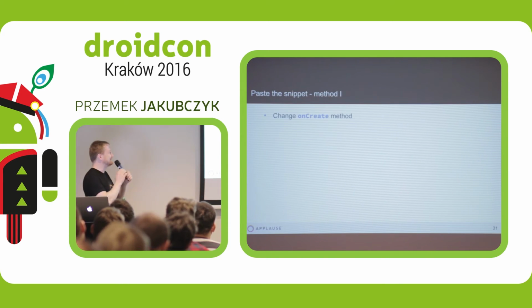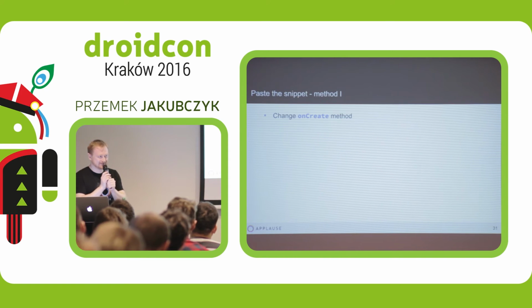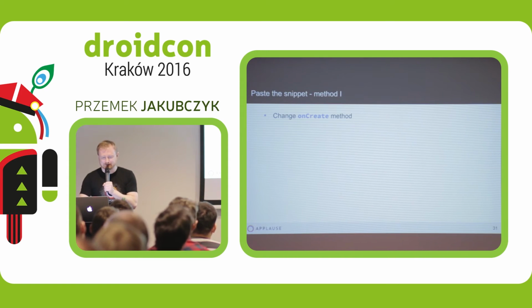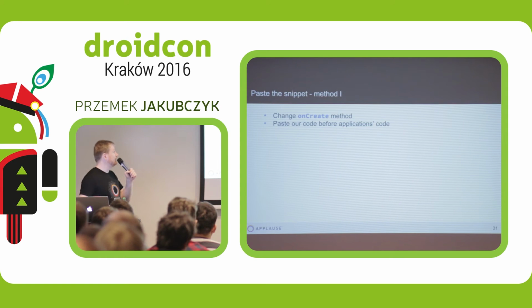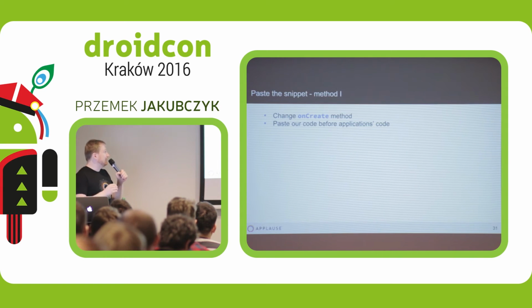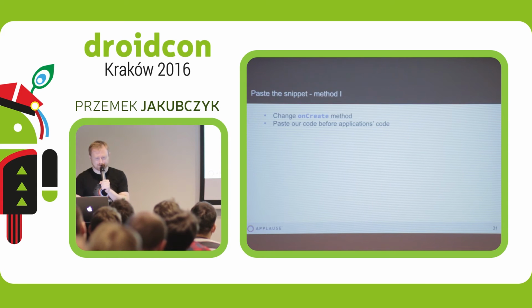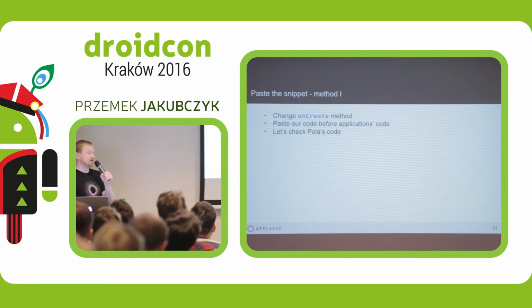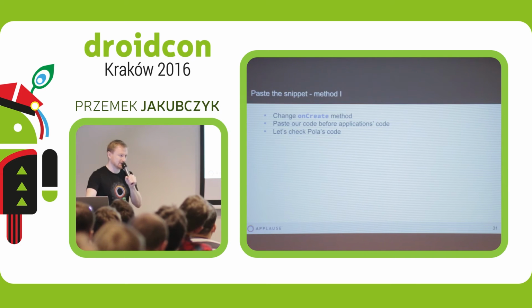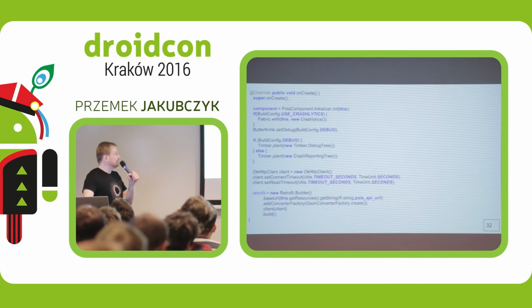Okay, so method 1 is about changing the onCreate method. We have to paste our code before the application's code, somewhere in between super.onCreate and the first call of the application's code. Somewhere in the middle. So let's see what Pola's application has in application.class. So this is it.